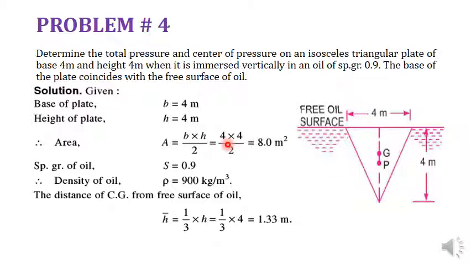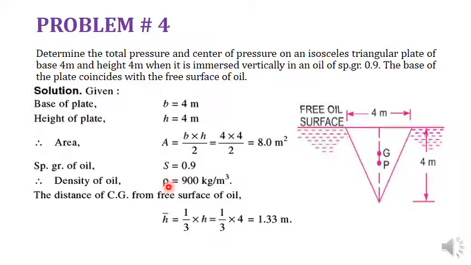So if we go towards the solution, first of all we list the input parameters: the width of this triangle, that is 4 meters, and the height or depth of this triangle, that is 4 meters. If both of these dimensions are known, then the area of this isosceles triangular plane surface can be calculated very easily. That will be half of the width into height, so it will be 8 meters square.